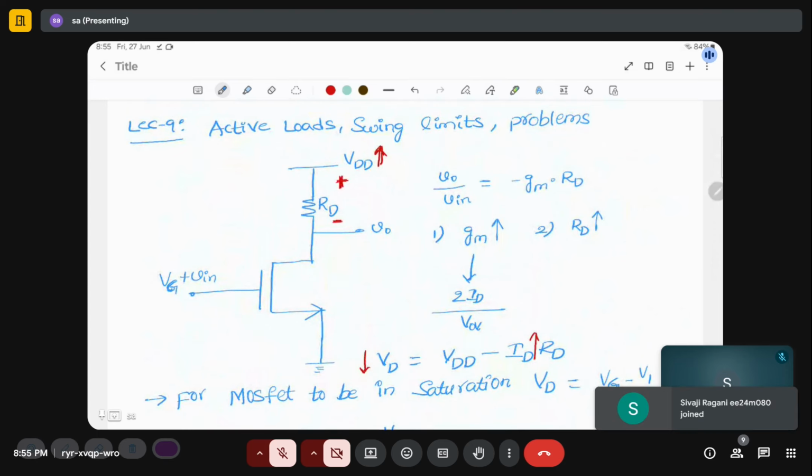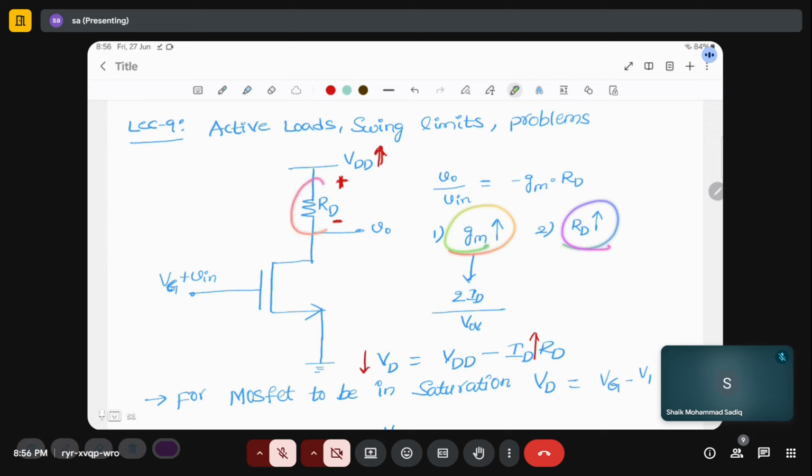Same thing in the second case also. If you increase RD, what happens? This drop will increase. So VD comes down. You will have the same swing limits problem. In both cases, if gm increases or RD increases, the drop across RD increases. So this V naught comes down. Because of this, you will have the change of region issue. Okay, is it okay?